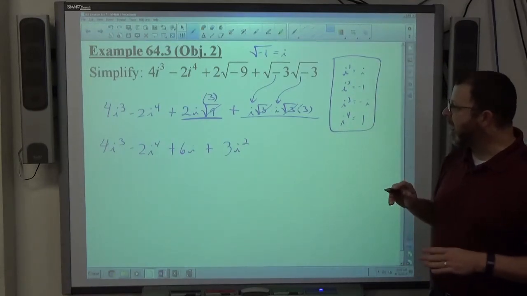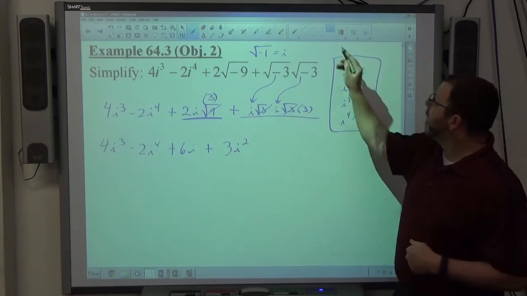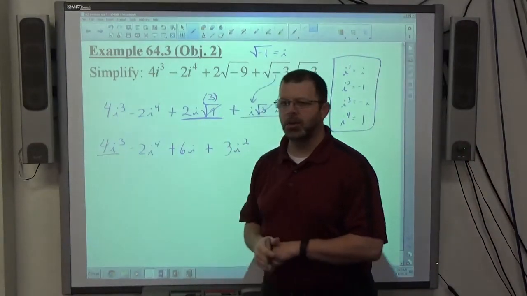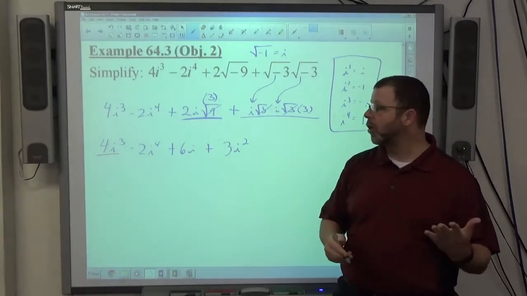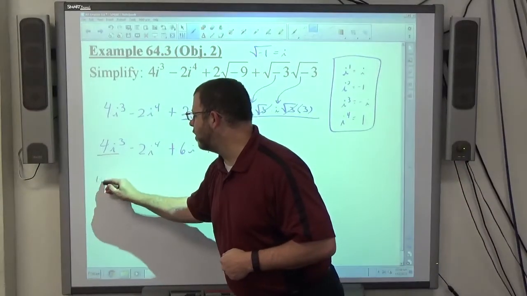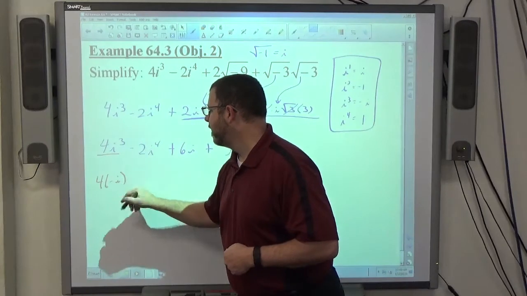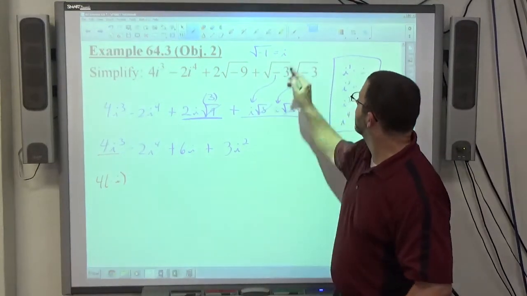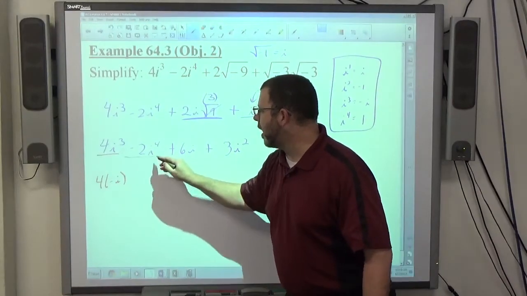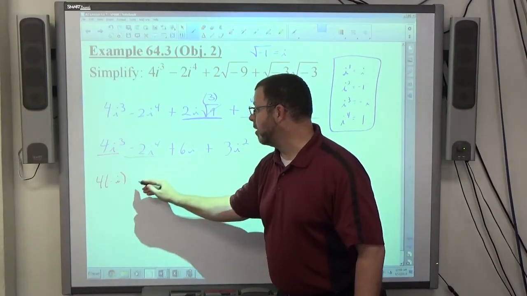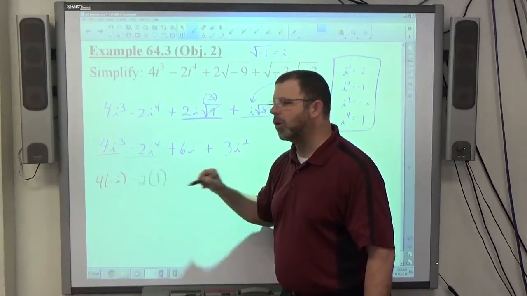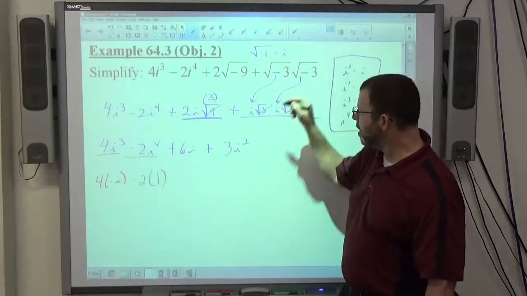So at this point, I start substituting in. Now again, focusing on structure. What's happening to 4 and i cubed? They're being multiplied. So when I replace i cubed with a negative i, that 4 is being multiplied by negative i. Minus 2i to the fourth, 2 and i to the fourth are being multiplied. So when I replace i to the fourth with a 1, negative 2 is being multiplied by a positive 1.